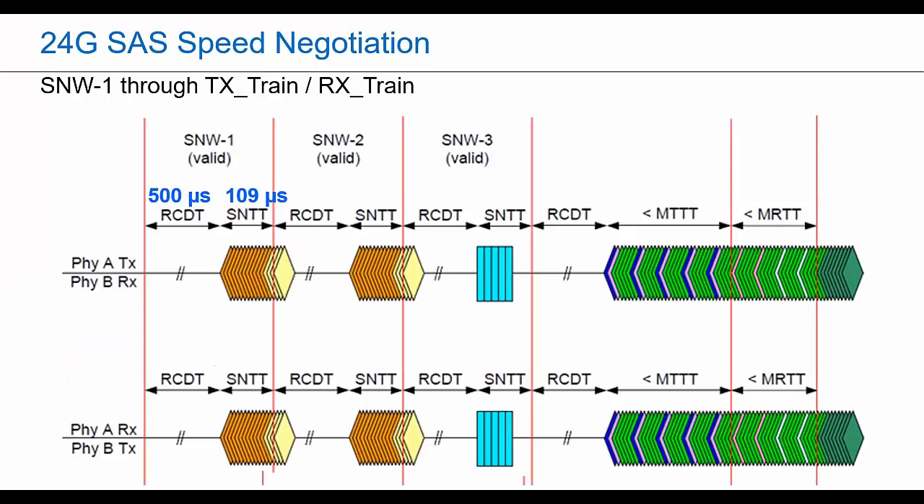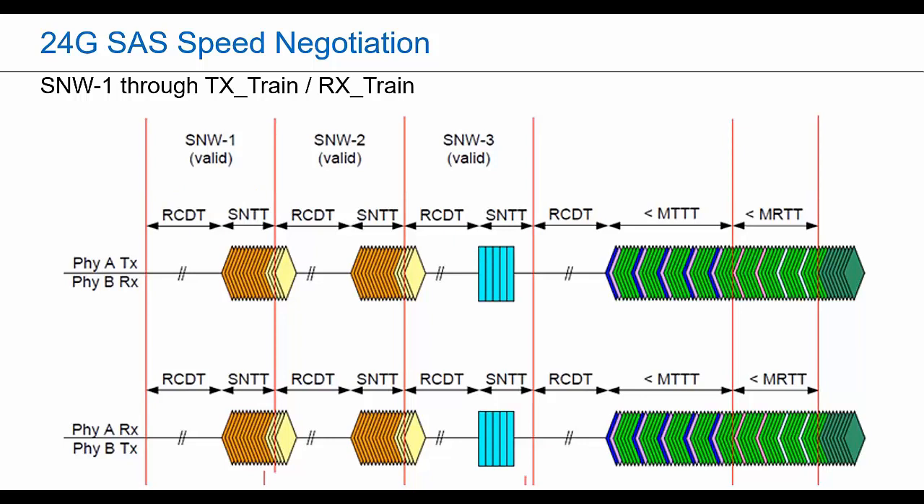Okay, so we looked at packet mode traffic, all the building blocks of 24 gig SAS. What about link training? What does that look like? Here is the SAS speed negotiation diagram we all know and love. There's not a lot of difference between 12 gig and 24 gig speed negotiation. To get to the higher speeds, all SNWs still start with RCDT. That's the rate change delay time, the quiescent period where you're supposed to send OOB idle for 500 microseconds.